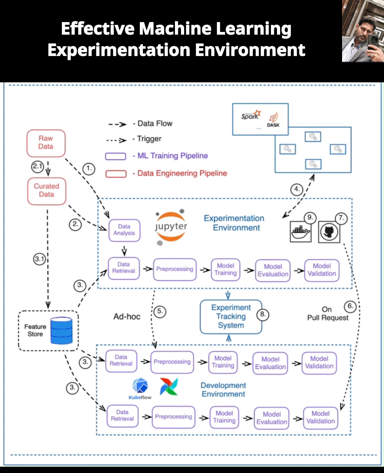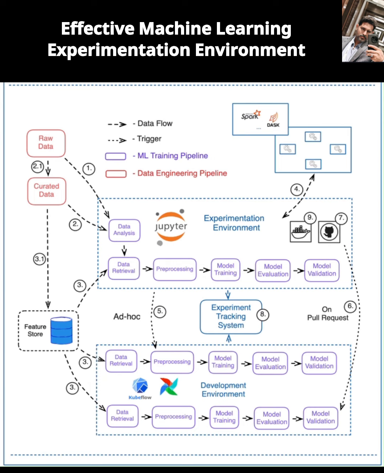This top section represents the experimentation environment. This is where data scientists and ML engineers do their initial, often ad hoc, work. Tools like Jupyter Notebooks are common here for data analysis, exploring the data, and quickly trying out new ideas or model architectures. They'll run the ML training pipeline here, but the focus is on rapid iteration, trying different hyperparameters, or testing new feature ideas. It's less about production readiness and more about discovery. Successful experiments from here might inform changes back in the feature store, the data pipelines, or lead to more structured work in the development environment.